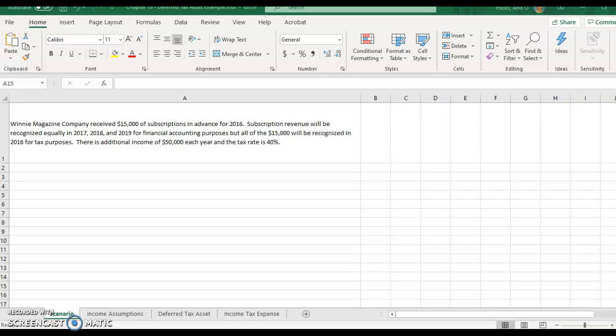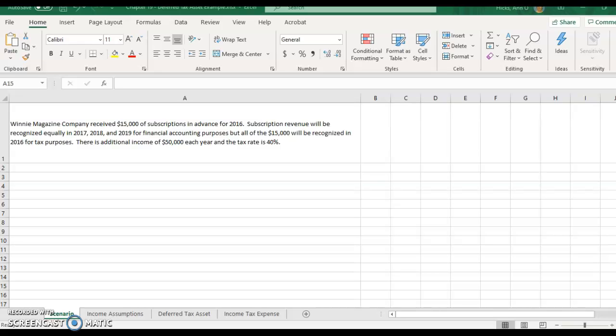Here's the scenario. Winnie Magazine Company receives $15,000 of payment for subscriptions in advance during 2016. The subscription revenue will be recognized equally over the next 3 years, 2017, 18, and 19, for financial accounting purposes. Remember, we recognize revenue for financial statement purposes when we meet the performance obligation. For a magazine company, that's when the magazines are actually delivered. However, for tax purposes, we'll recognize the entire $15,000 in the year of collection, which is 2016.